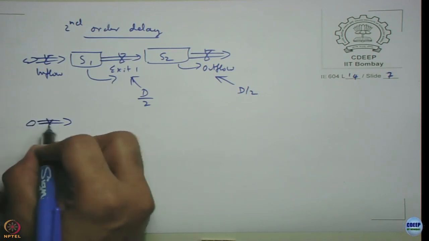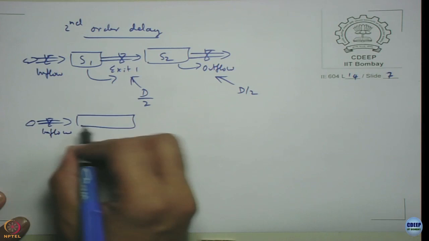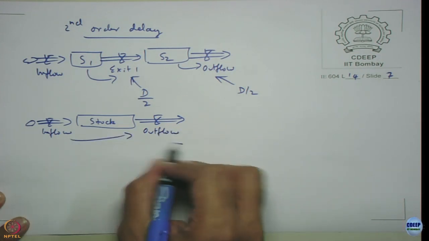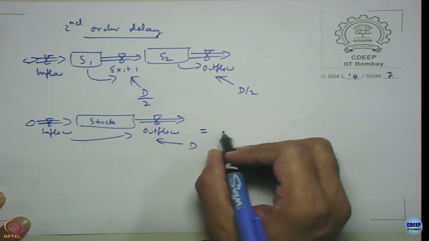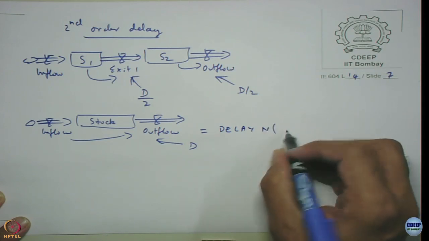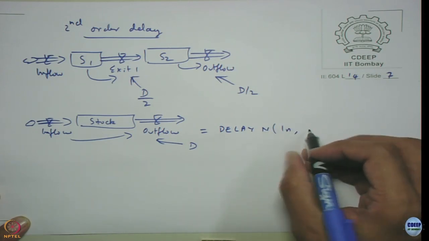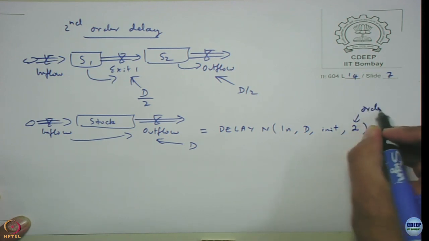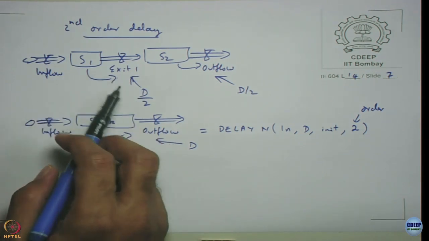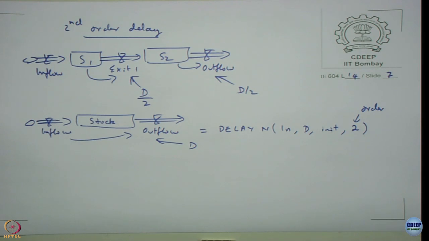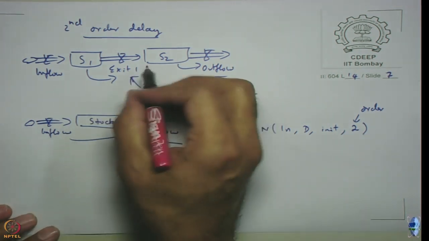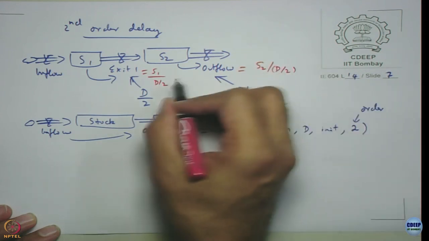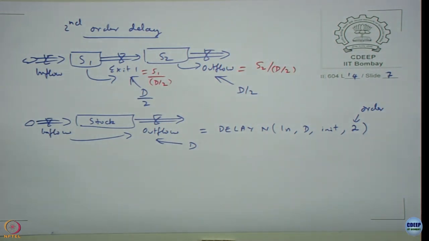If you want to model it in Vensim directly as a function, we will do it as inflow, stock, outflow. Here we will write the equation for outflow as DELAY N, with the input, D, initial value if any, then we will write the order as 2. So this is your order. The equation for exit is nothing but S1 divided by D by 2. So exit is S1 by D by 2, outflow is S2 by D by 2, okay. So this is a second order delay.